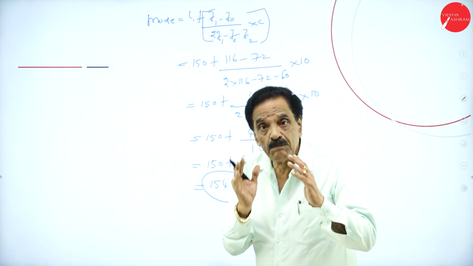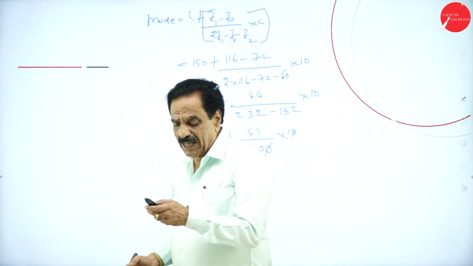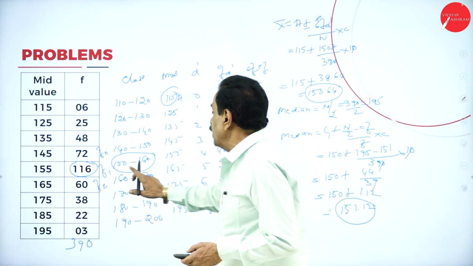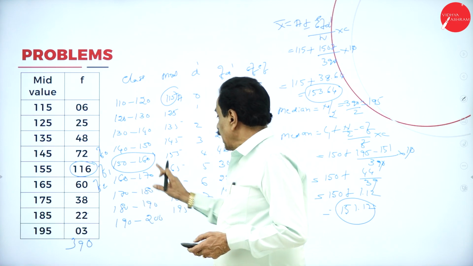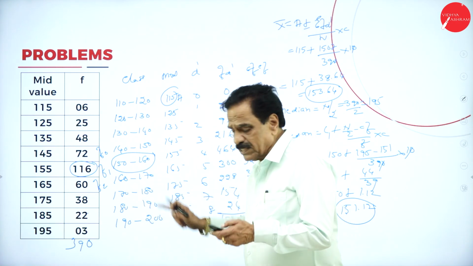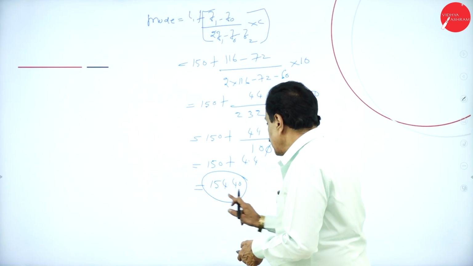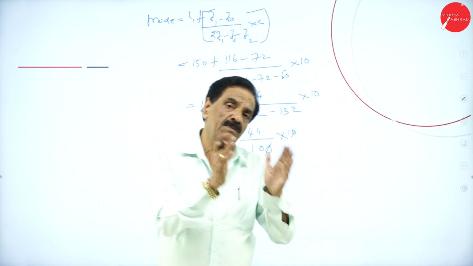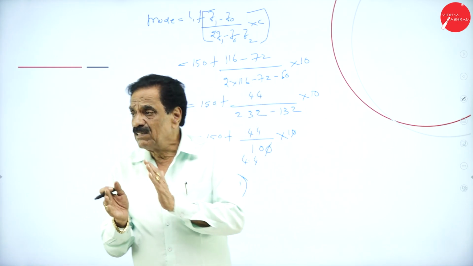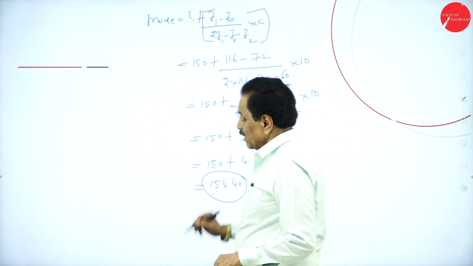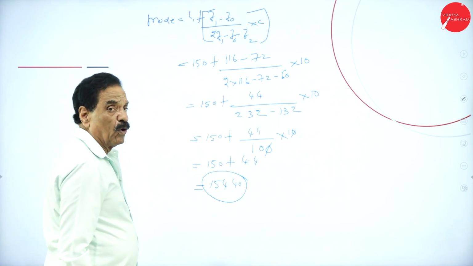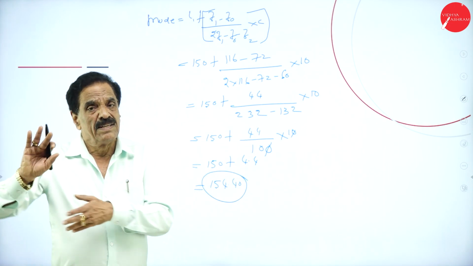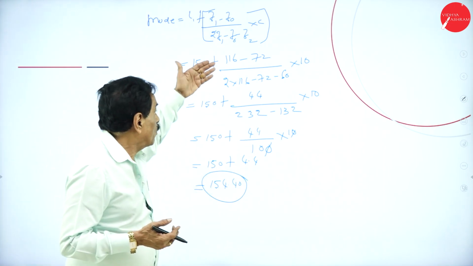Mode lies in the modal class. If we see your class, you can understand where the mode lies. The class is 150 to 160, so your answer should be between 150 and 160. Your answer is 154, so you lie within the class. So in order to find the mode, find the highest frequency, behind is F0, next is F2. I think you are following.